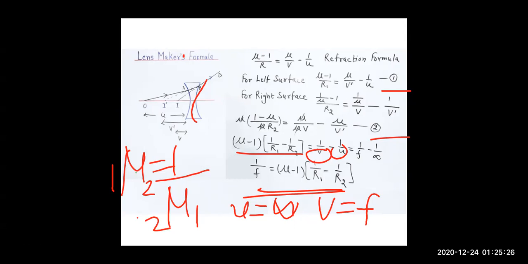Next, we have taken the incident ray and the refracted ray making very small angles with the principal axis of the lens. So these are the assumptions which we had made. So with this, the lens maker formula is done.